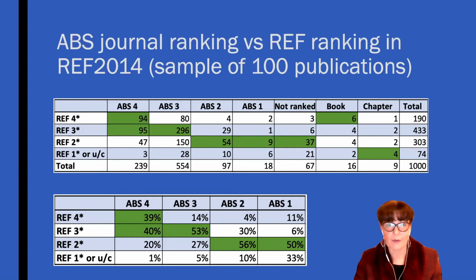And again, even among publications in a 2-star journal, there are some that were ranked 4-star. There's quite a number that were ranked 3-star. And there are even some that were ranked 1-star. So again, the star ranking of journals is not identical to the REF ranking, but it is true that a publication in a 4-star journal has a substantially higher likelihood of being ranked 4-star in the REF, 3 times as likely as a 3-star publication and 10 times as likely as a 2-star publication.